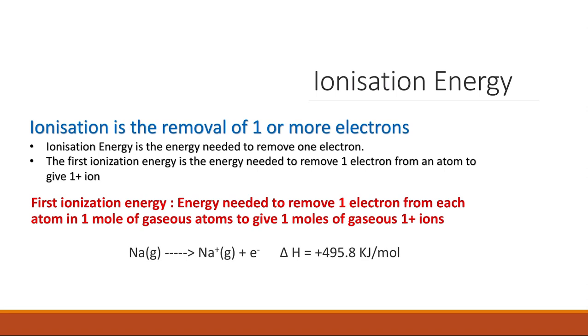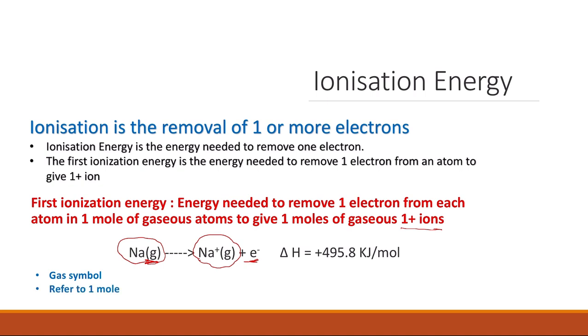To define first ionization energy, this is the energy needed to remove one electron from each atom in 1 mole of gaseous atoms to give 1 mole of gaseous 1+ ions. So you start with the element as a gas, and you end with a 1+ ion as a gas, with the removal of an electron. Remember, for this ionization energy, you have to put the gas symbol and you have to refer to 1 mole.